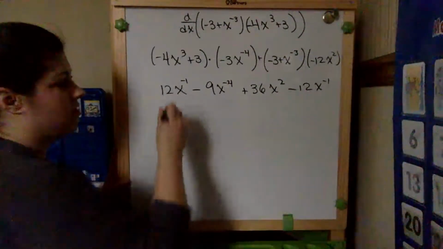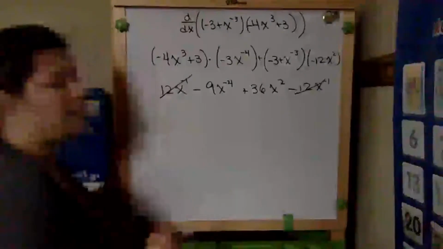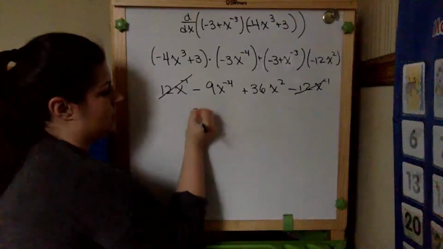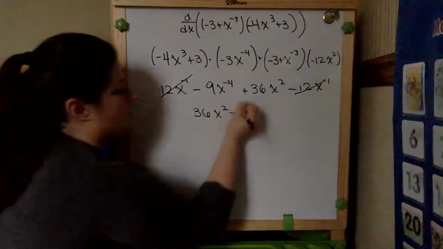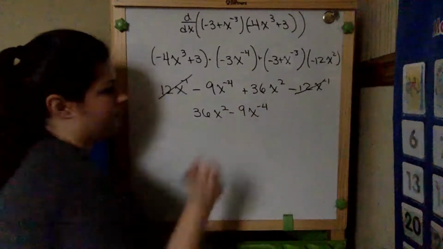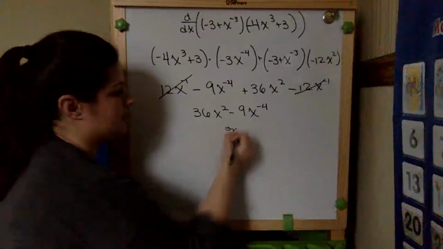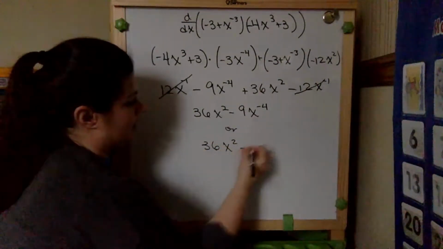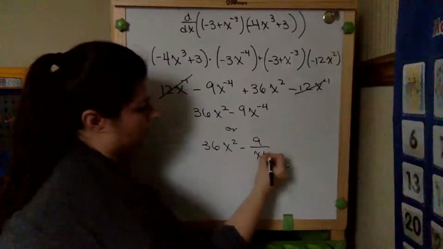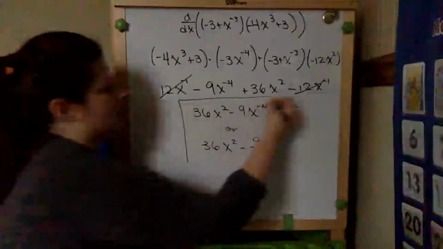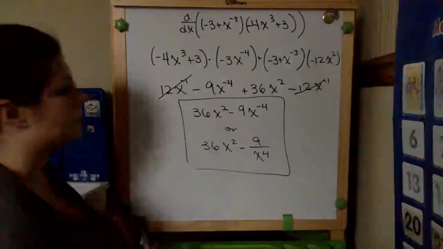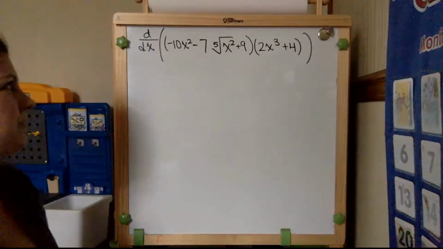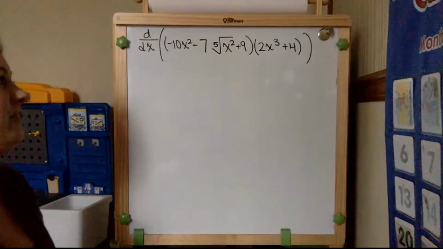So when we combine like terms, we see the 12x to the negative 1s are going to cancel. We're left with, again, writing in descending order, 36x squared minus 9x to the negative 4. You could also rewrite this if you want to have positive exponents, 36x squared minus 9 over x to the 4th. Either one of these answers, I would accept. They're equivalent answers.